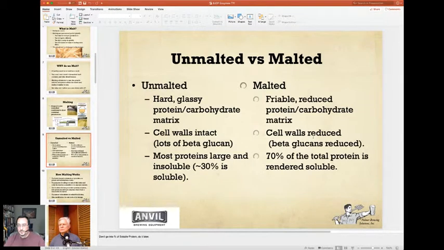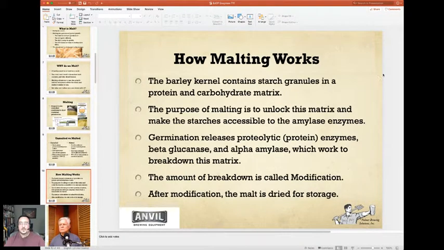Let's compare unmalted barley versus malted. The unmalted is a very hard, glassy protein carbohydrate matrix that we call the endosperm. The cell walls within that matrix are intact, and those cell walls are made up of various polysaccharides, including beta-glucan. The proteins in that matrix are very large, and they are not water soluble. Only about 30% of the protein at that point is soluble.